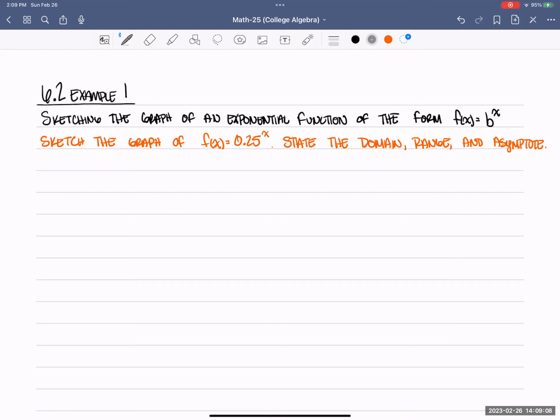So first thing we're going to do is start with just picking out a couple of points and seeing where they land. So f(x) = 0.25^x. Let's pick f(-2), f(-1), f(0), f(1), and f(2), just to see where these points get us and see if there's any other comparisons that we could make.